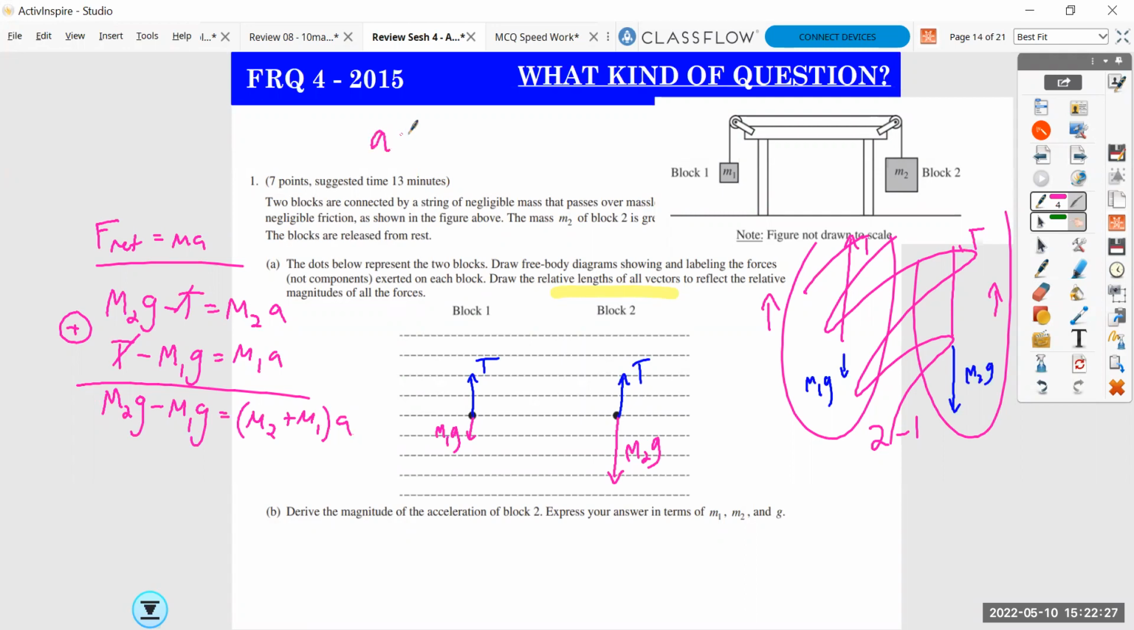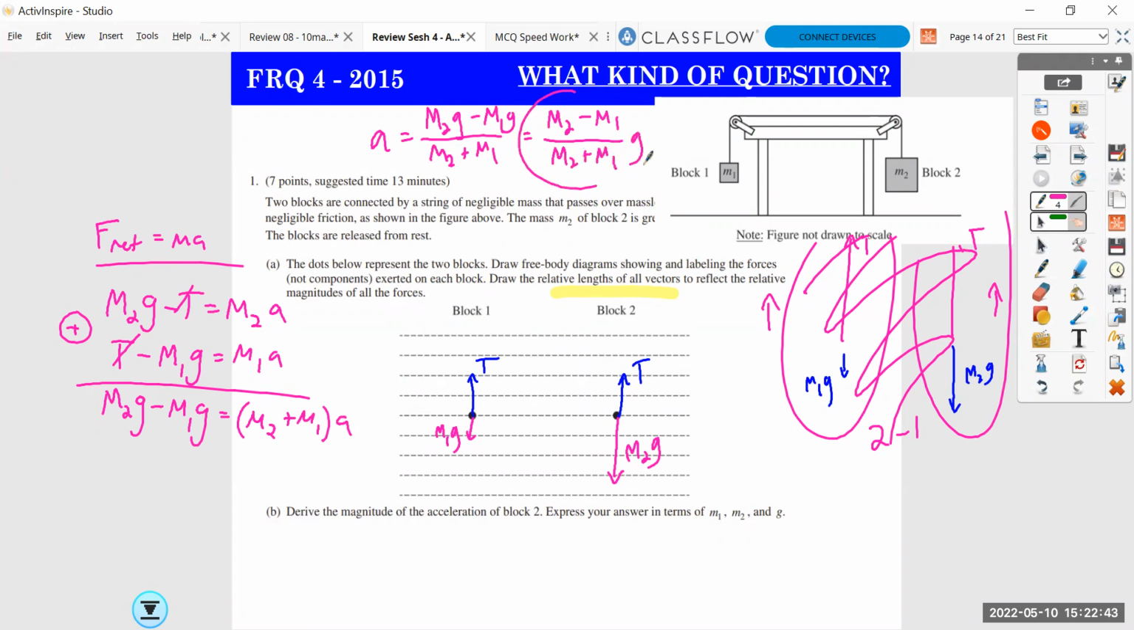So the acceleration of the system is, I could leave it here as m2g minus m1g all over m2 plus m1. I can also factor out the g, and what I get is m2 minus m1 all over m2 plus m1 times g.